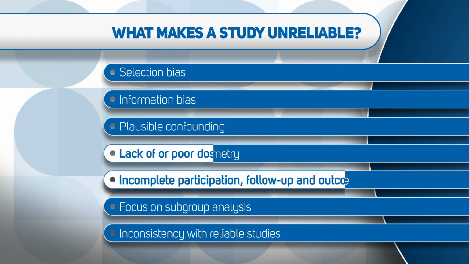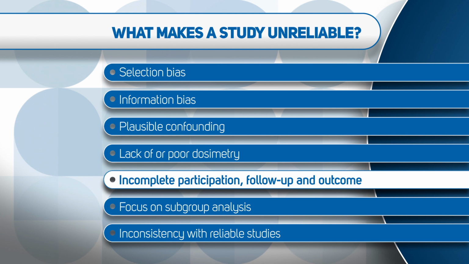The participation, follow-up, and outcome determinations are severely incomplete and different by exposure status. This occurs when the study population is not well defined, when the comparison group is not comparable, when participation rates or follow-up rates are abysmal, or when outcome determination is poor and not comparable by exposure status.